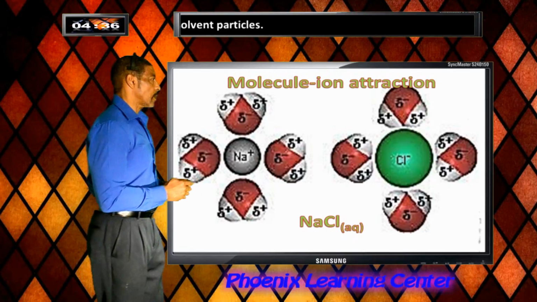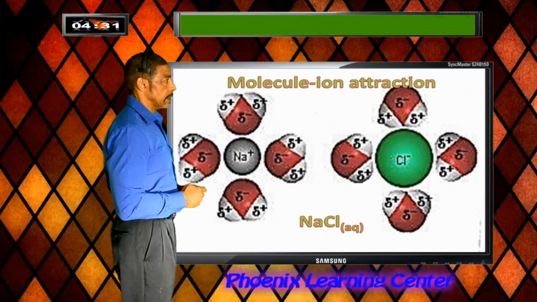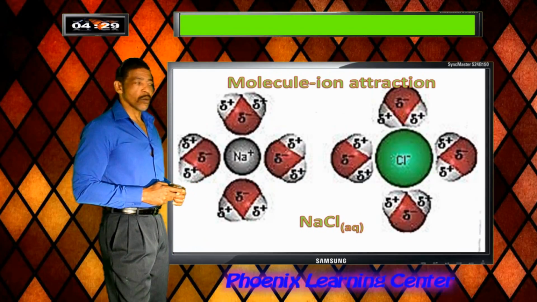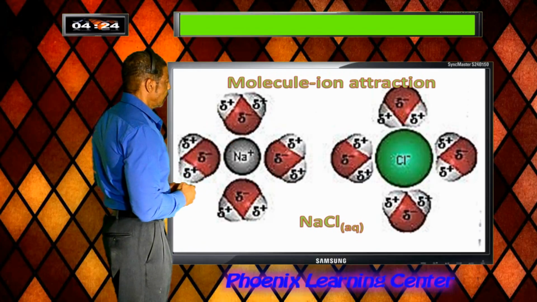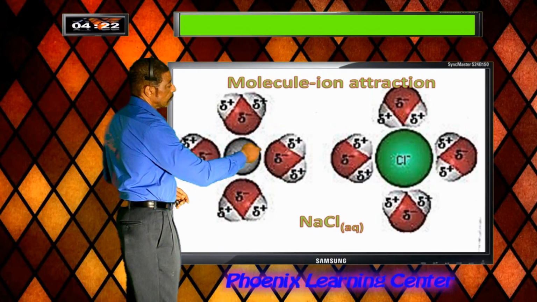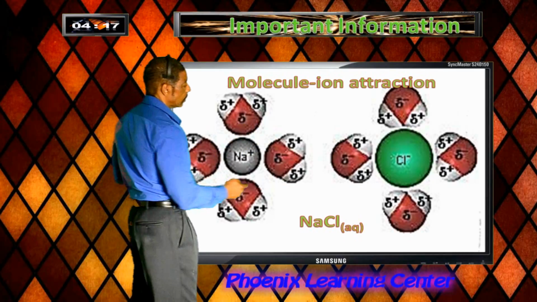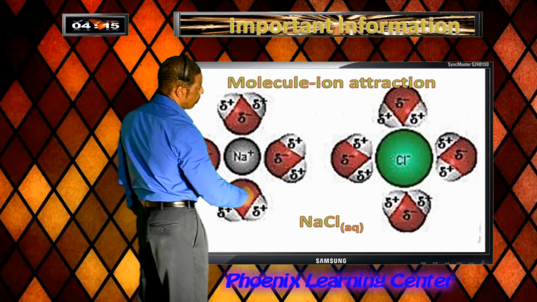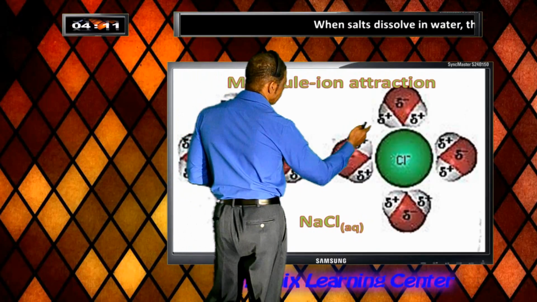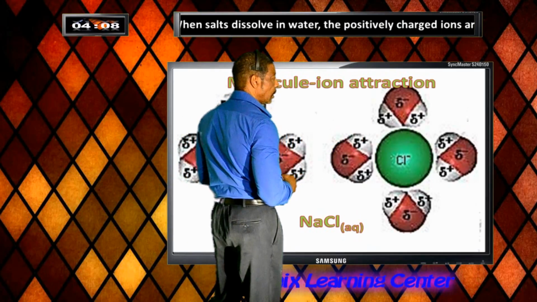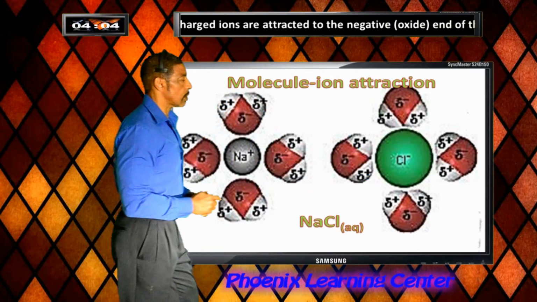When salts dissolve in water, the interaction between the positive and negative ions in the salt and the polar water molecules are called molecule-ion attractions. In this example, the positively charged sodium cations are attracted to the oxygen or negative end of the polar water molecules, while the negatively charged chloride ion is attracted to the hydrogen or positive end of the polar water molecules.